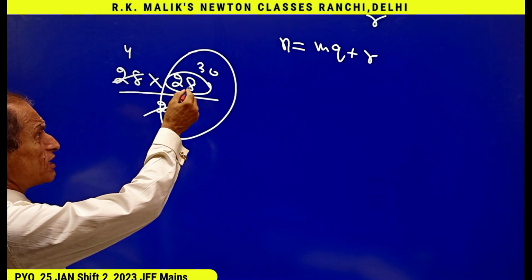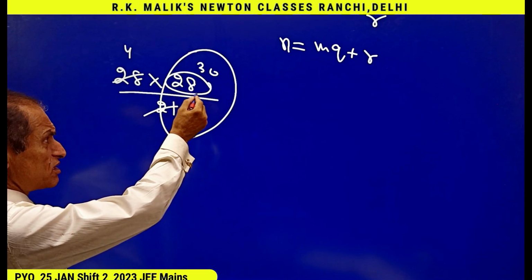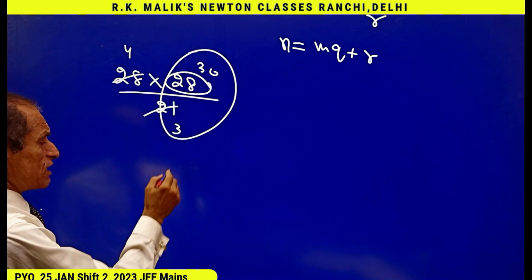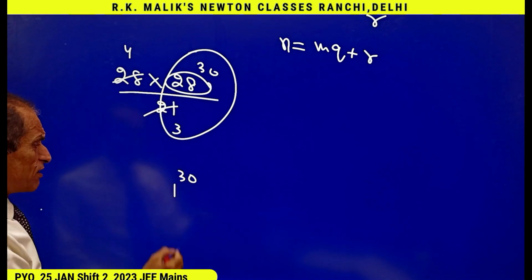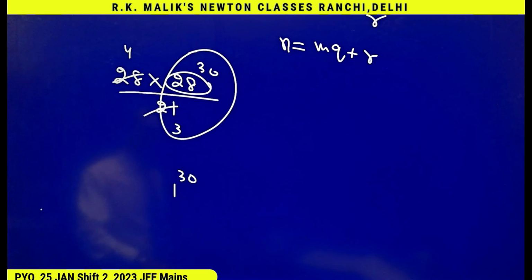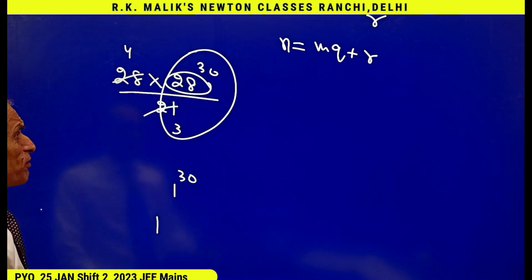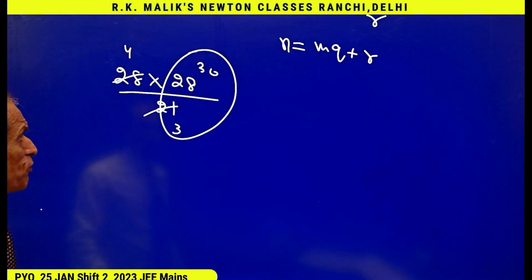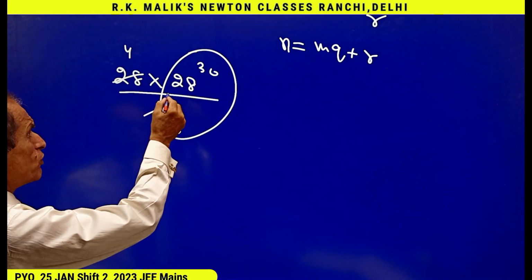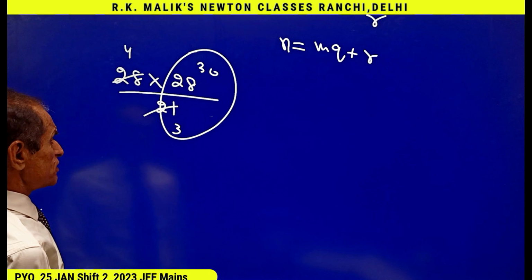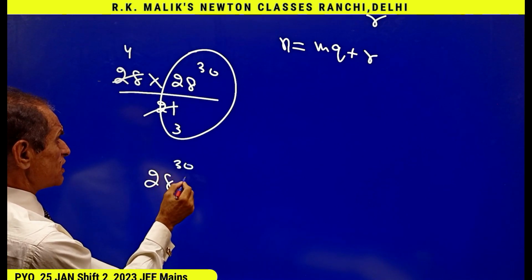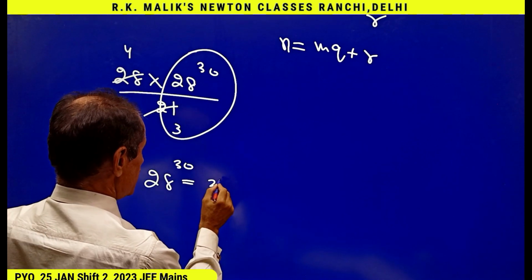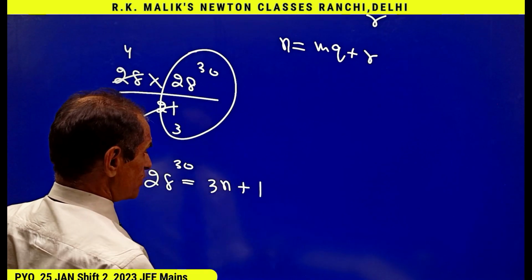From 28 I subtract 3 into 9, that is 27. I get 1 to the power 30. Remainder in this case and remainder in this case are same, therefore I can say remainder is 1. But 1 was the remainder when this is divided by 3. And because we have found that when 28 to the power 30 is divided by 3, remainder is 1, it means 28 to the power 30 is equal to 3 into some natural number plus 1.